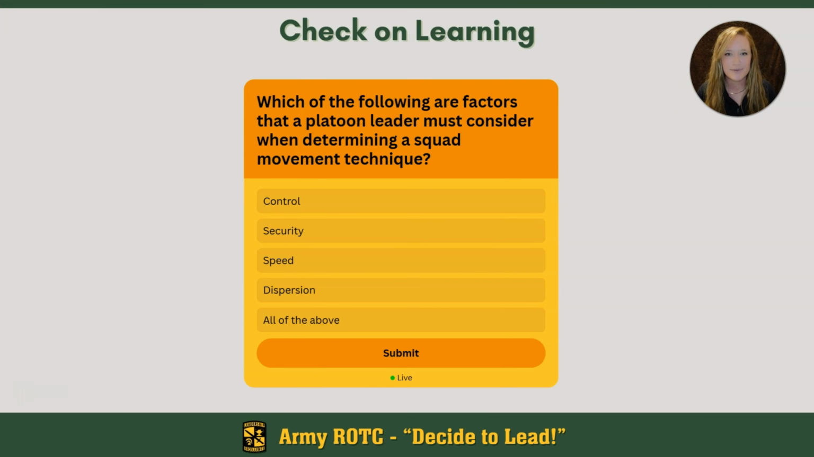Okay, now the hardest one of all of them. Which of those factors below does a platoon leader have to consider when they're determining which squad movement technique they're going to implement? Control, security, speed, dispersion, or is it all of the above? That's right, it's all of the above. They have to take into account what kind of control they need, the security they're going to need in that area, how fast they need to go, and how far apart their people can be.